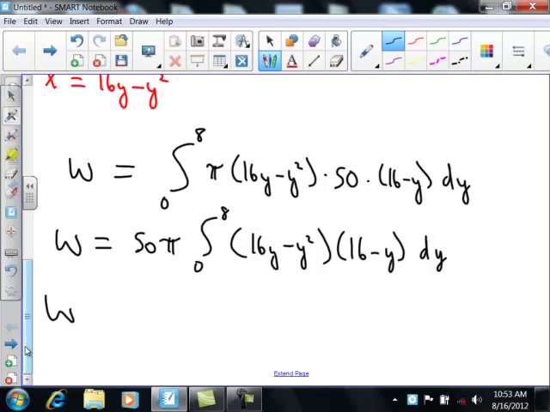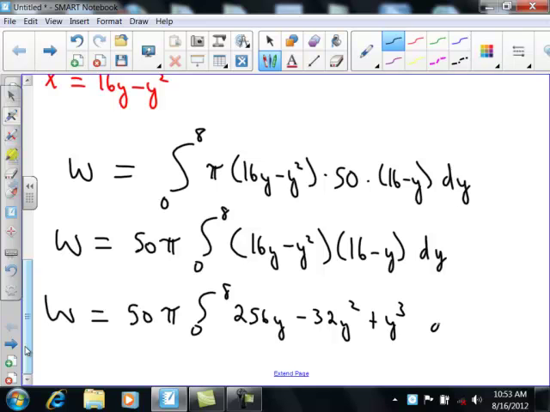So if we multiply that out and combine like terms, this is what you're going to get. So the integral from 0 to 8, you're going to get 256y minus 32y squared, and then plus y to the third, all that dy.